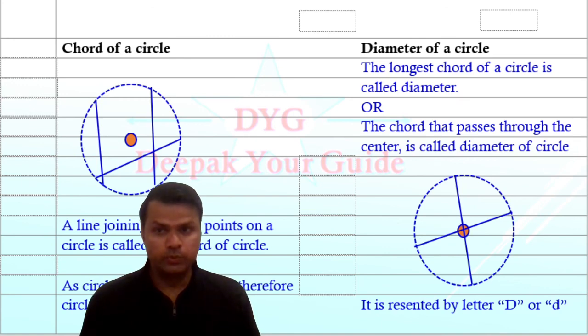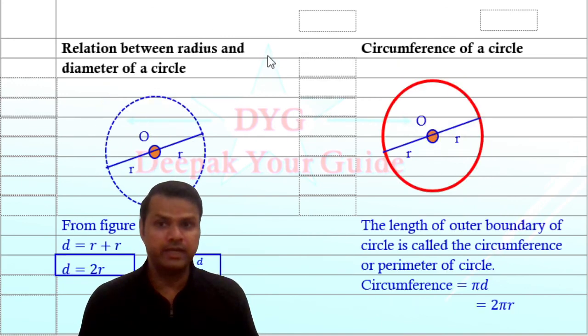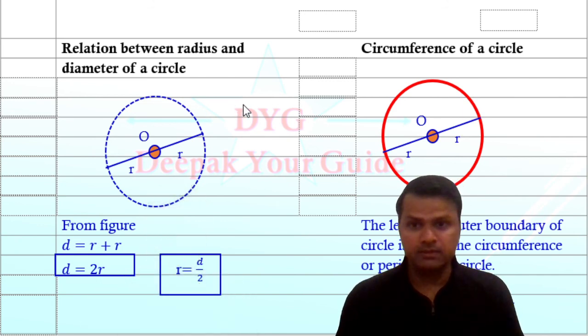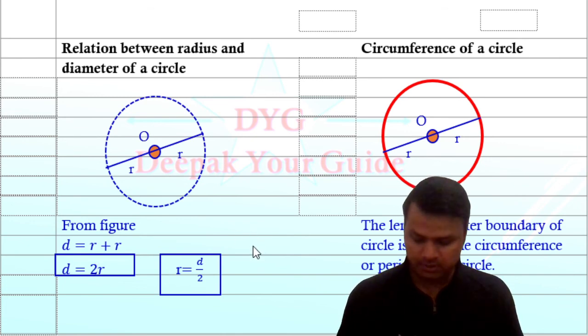After discussing this, we discussed what is relation between radius and diameter. So if you look at the figure, we clearly understand that diameter is made up of two radii. So we can say that diameter is equal to twice of radius. Or if you have to calculate radius, we can say diameter divided by 2. You should memorize this formula because we will be using it to solve the question. Diameter is equal to twice of radius and radius is half of diameter.